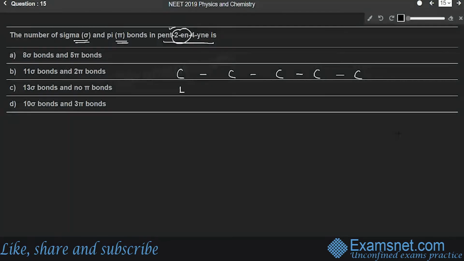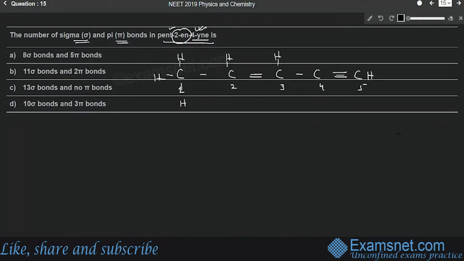So if this is carbon number 1, this is carbon number 2, then we'll have a double bond here. Then this is carbon number 3, this is 4, this is 5. So at the fourth position we'll have a triple bond. 4-yne means we will have a triple bond here. Okay, now we'll have one hydrogen here, one hydrogen, one hydrogen, and then 3 hydrogens this side.